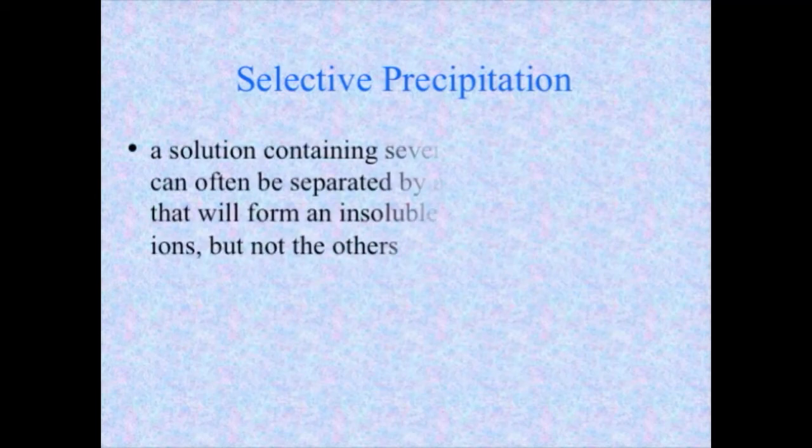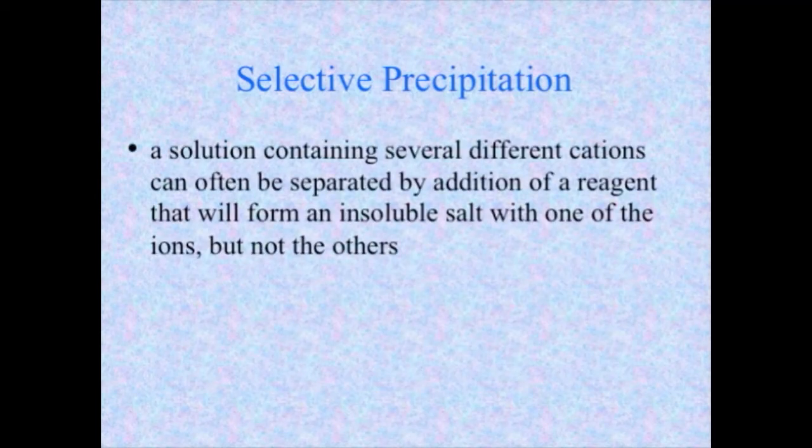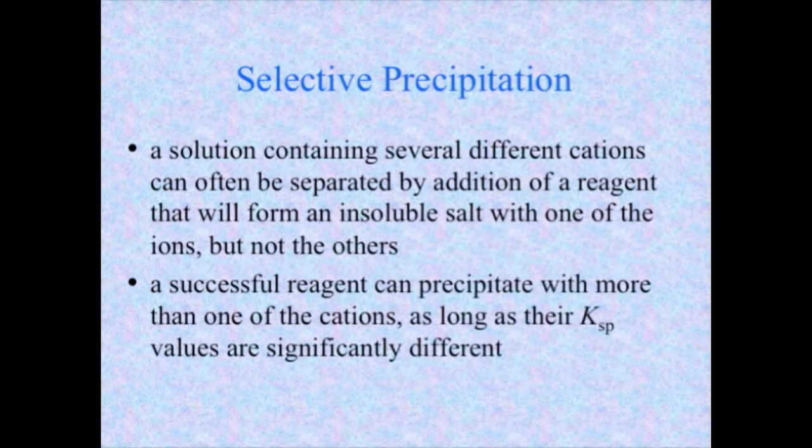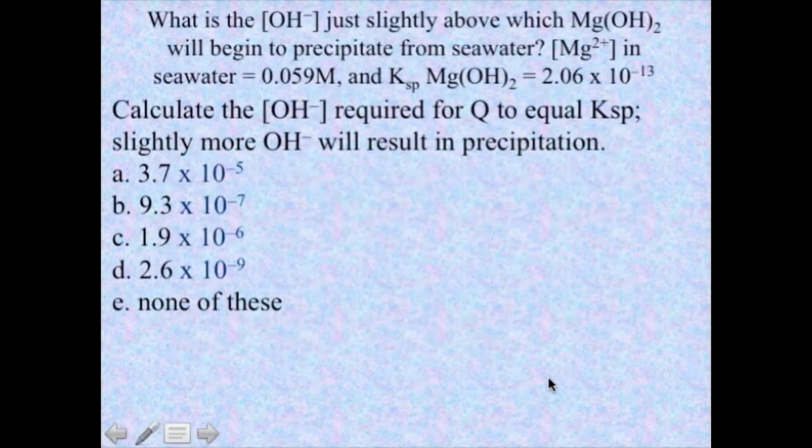Selective precipitation. A solution containing several different cations can often be separated by addition of a reagent that will form an insoluble salt with one of the ions but not the others. A successful reagent can precipitate with more than one of the cations as long as their equilibrium constant Ksp values are significantly different.